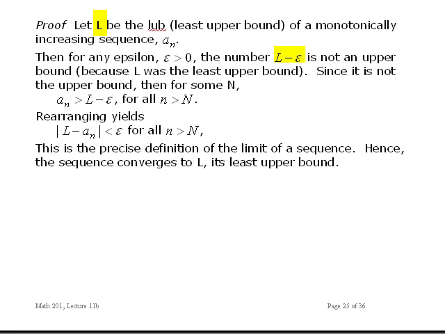Because L minus epsilon is not an upper bound, there is some number N such that the terms of the sequence are greater than it. In other words, you've trapped the sequence between L and L minus epsilon. Rearranging the statement, we get: the absolute value of L minus a sub n is less than epsilon for all n greater than capital N. This is the precise definition of the limit of a sequence. Hence, the sequence converges to L, its least upper bound.